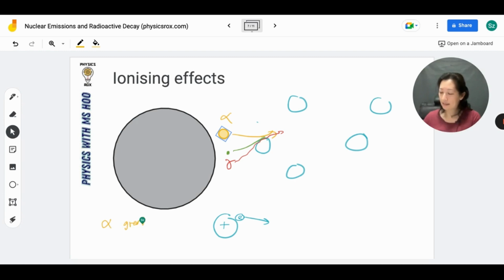Beta is a little less, okay? It's somewhere in between alpha and gamma, while gamma has the weakest ionizing effect.